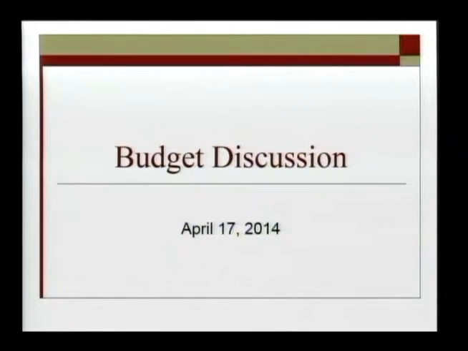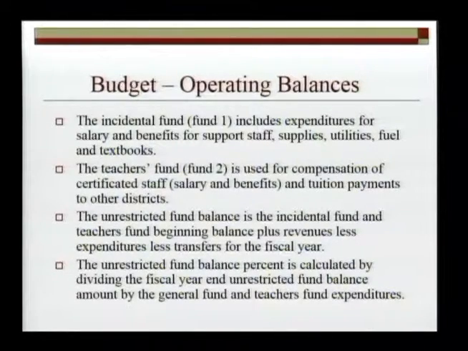As a review, I think it's good for us to at least take a look annually at the various components of the budget. As you know, in school finance, we have various funds that we are responsible to maintain. Fund 1 contains expenditures for salary and benefits for our support staff, our non-certificated group. It also includes all of the supplies, utilities, and textbooks that are used by the schools.